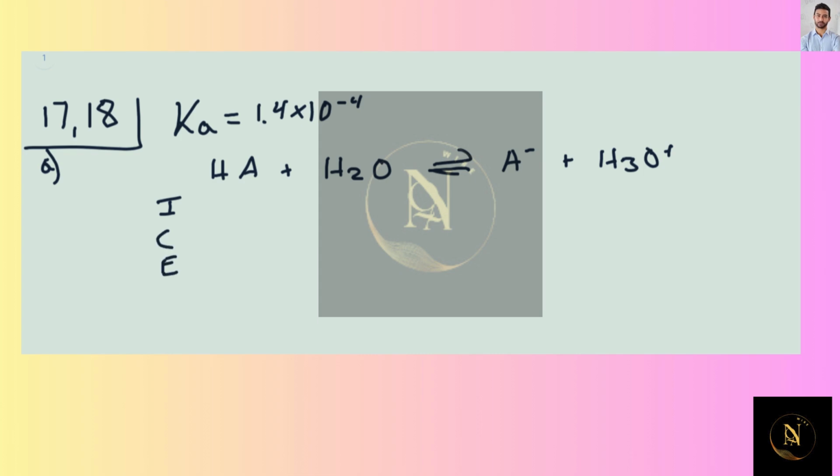So our initial for the acid is 0.125. We disregard water, and there is no initial conjugate base or hydronium, and we subtract x, add x, and add x. So we have 0.125 minus x, plus x, just x.